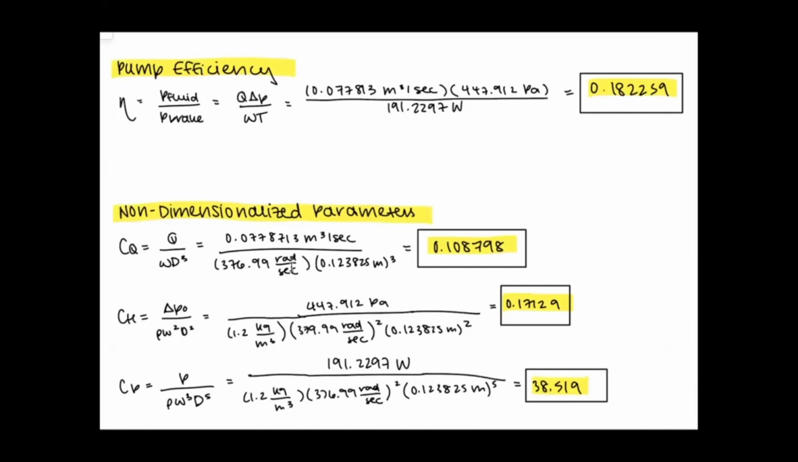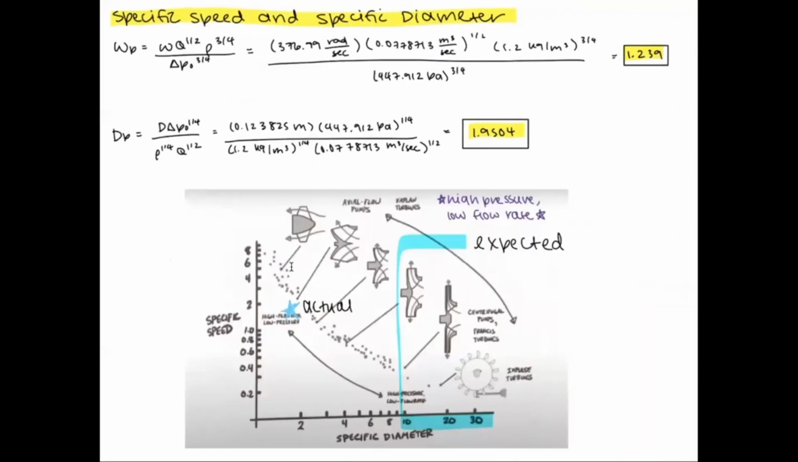The following non-dimensionalized parameters explain to us whether or not a pump is performing well given a set of conditions. We also calculated the specific speed and specific diameter of our pump. The specific speed of the pump tells us, compared to other pumps, whether it has to run fast or slow to achieve a task. Similarly, the specific diameter tells us compared to other pumps whether the pump needs to be bigger or smaller to achieve a task. Here we show the specific speed versus specific diameter chart for various pumps.